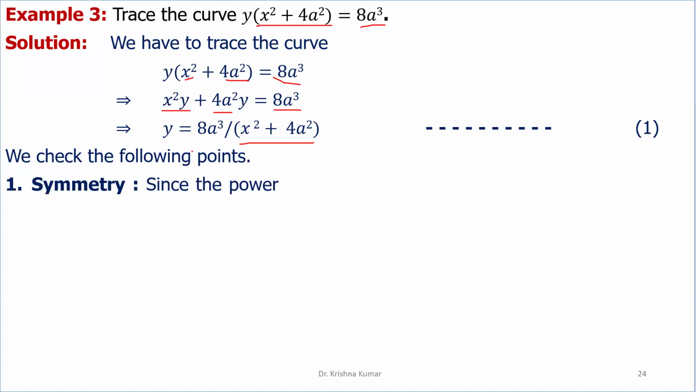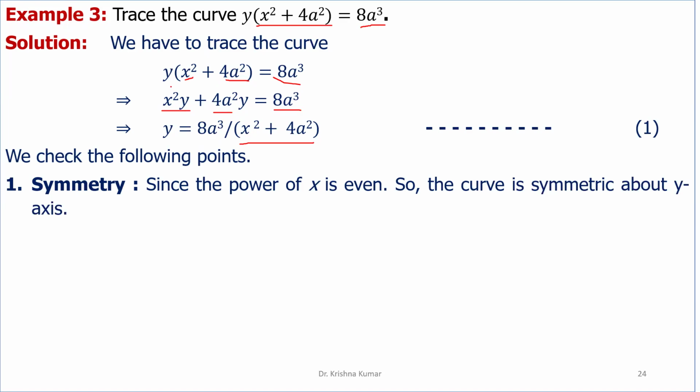The point number 1 is about symmetry. Since the power of x is even, just look here. If we see the equation, x is present only in the first term and its power is even, so the curve is symmetric about the y-axis. Since the power of y is odd, it is not symmetric about the x-axis. Similarly, there is no other symmetry. We know that there are 6 types of symmetries, so it is only symmetric about the y-axis.